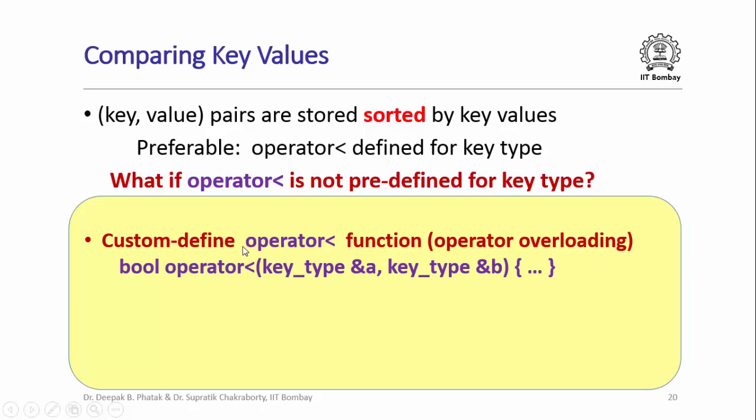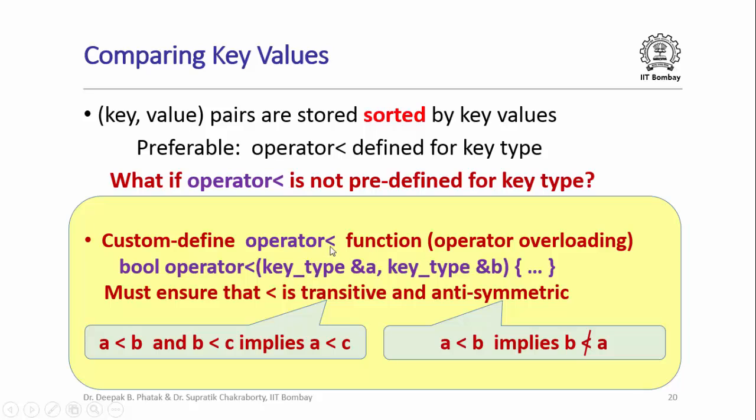So you have to create a function operator less than, either as a member function of your class or as a non-member function. So here I have shown it as a non-member function. This operator less than function must take two elements, both of key type, and it must return a boolean true or false, telling us when one key is less than the other key.